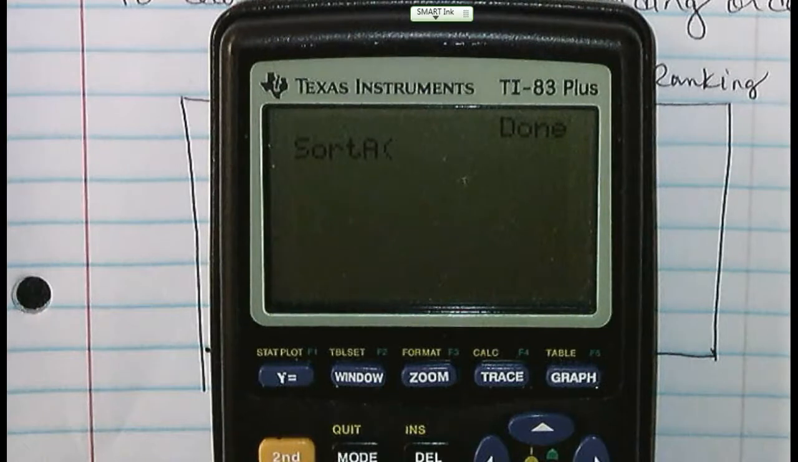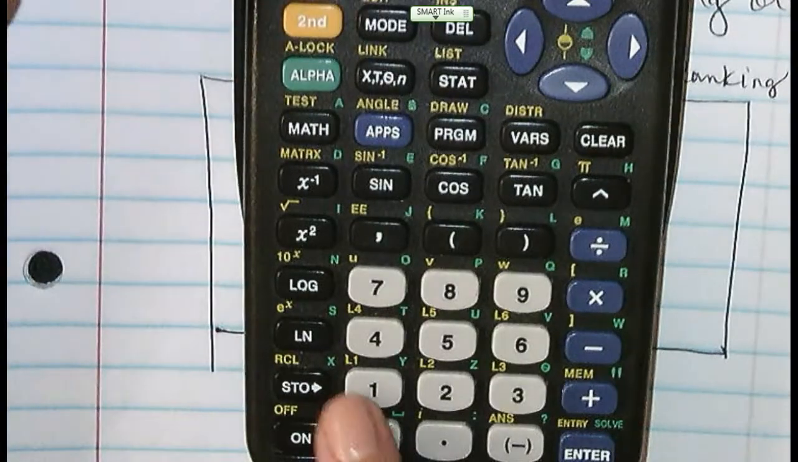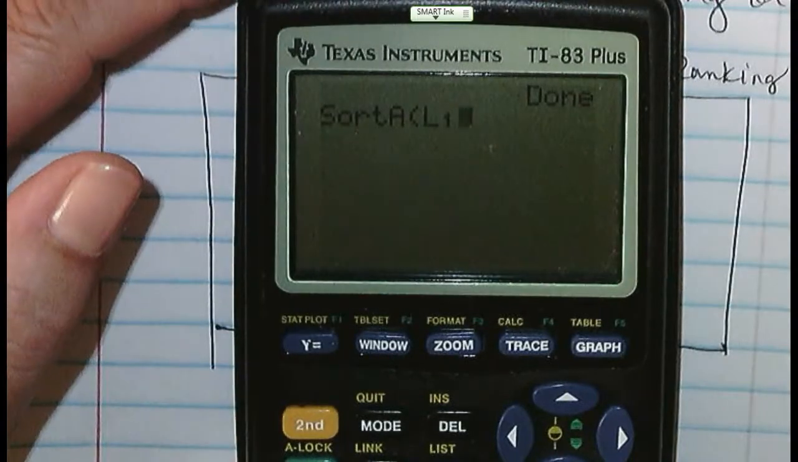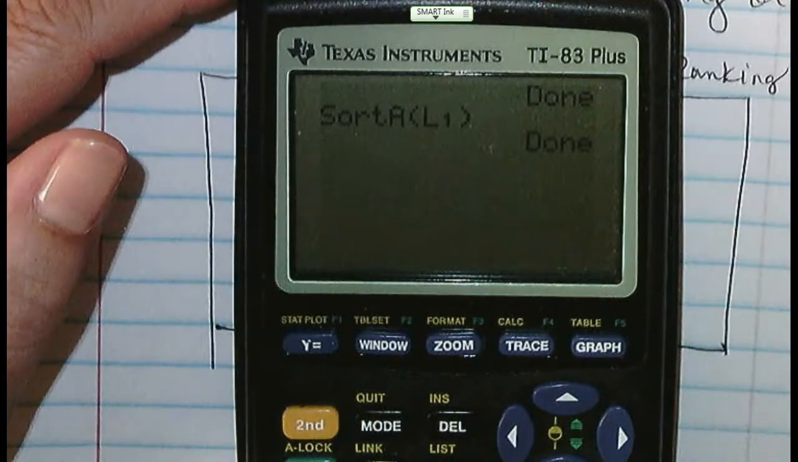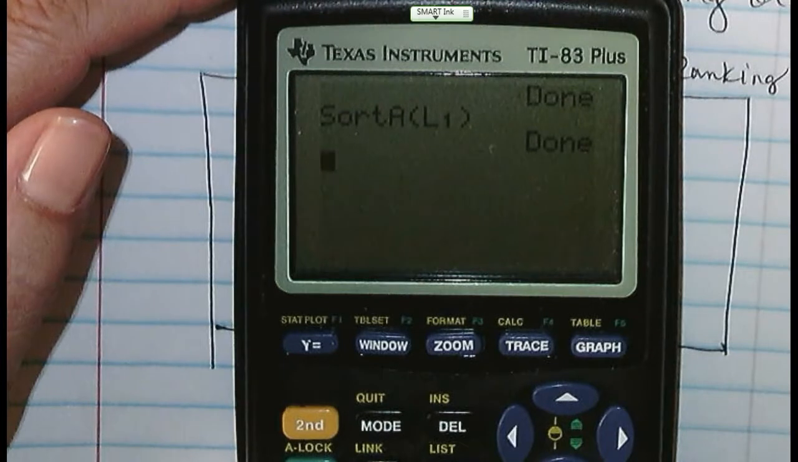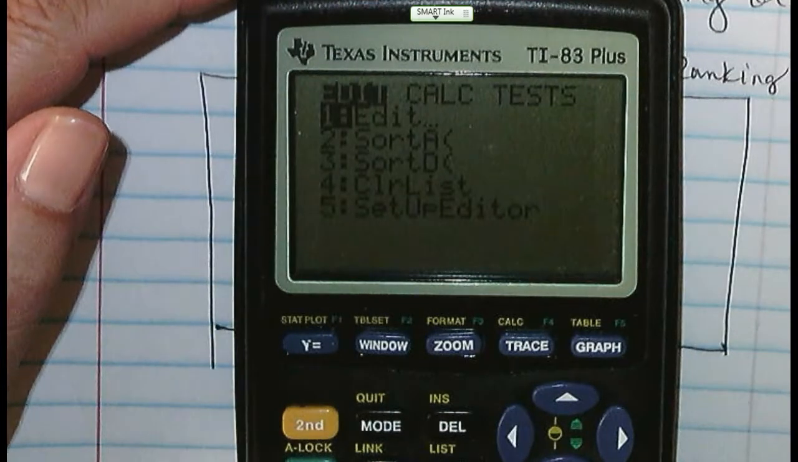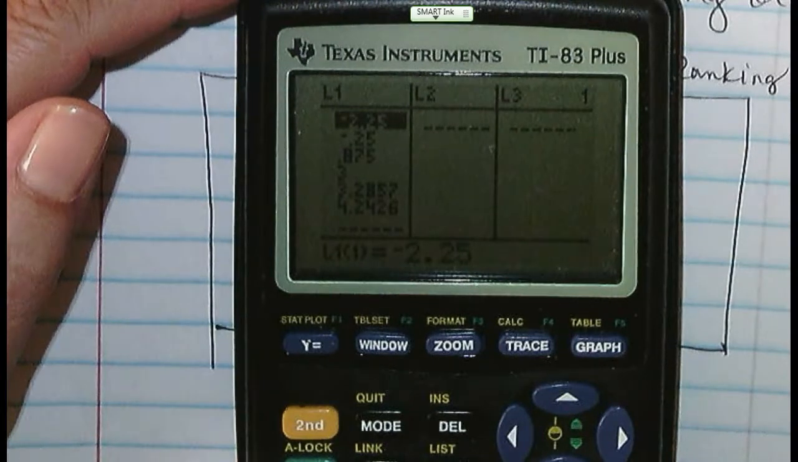And didn't you put it in list 1? Now, where would you find list 1? You push second and the 1. And that is right down here. Now, if you notice I got a parenthesis open, and you close those because I don't like them open. And you push enter, it's going to say done. That means it did something. Now, if you go back to Stat, which is where your list is, push in Edit, you'll notice your numbers are in different order.